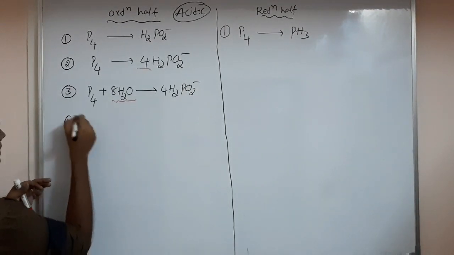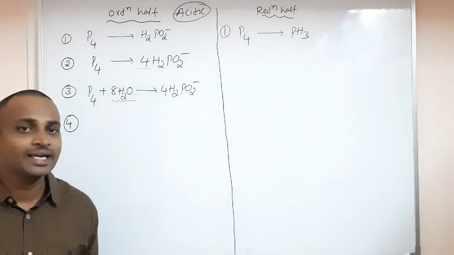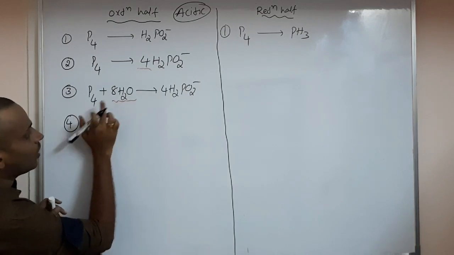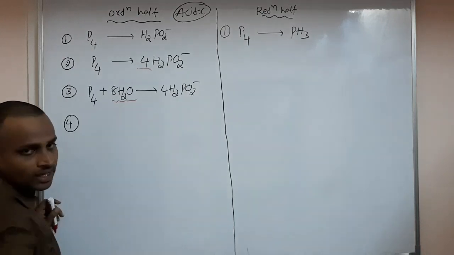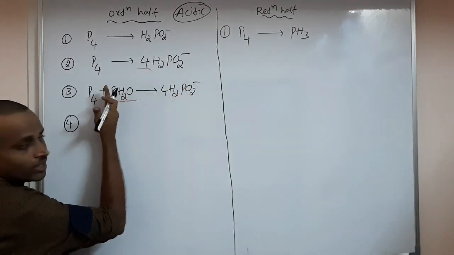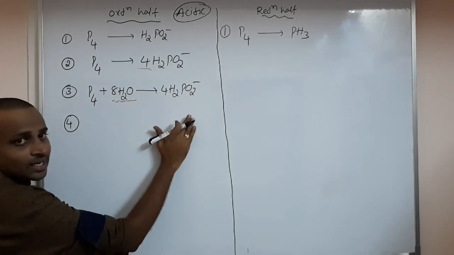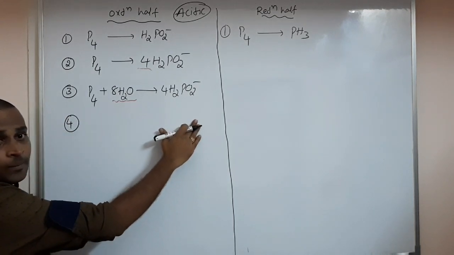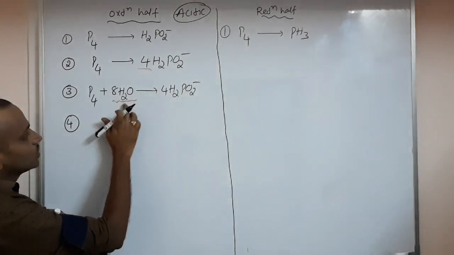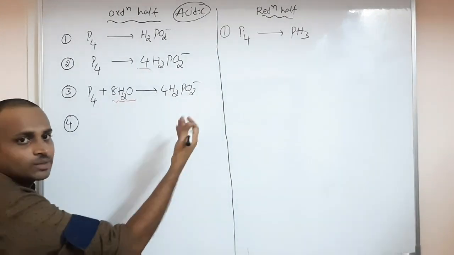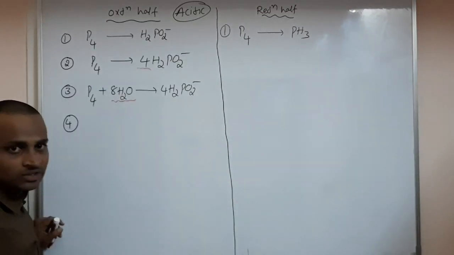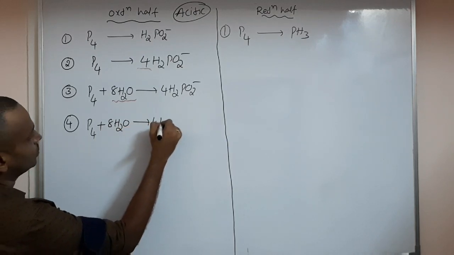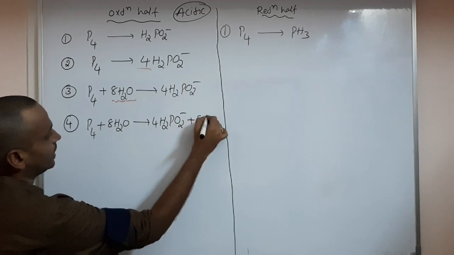Now the fourth step is balancing of hydrogens. How? By adding H plus ions, because we are balancing in which medium? Acidic medium. So 8 water molecules you have, so how many hydrogens are there? 8 2s are 16 hydrogens on the reactant side, 4 2s are 8 hydrogens on the product side. So 8 hydrogens are fewer on the product side, so 8 H plus ions I will add on the product side itself. So P4 plus 8H2O gives rise to 4H2PO2 minus plus 8H plus.